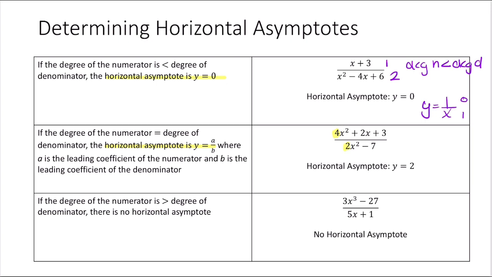Both the numerator and denominator are quadratic, so they have the same degree. So the horizontal asymptote is going to be found by the ratio of 4 over 2, which is equal to 2. So the horizontal asymptote is y equals 2.